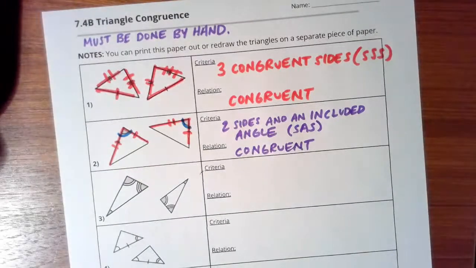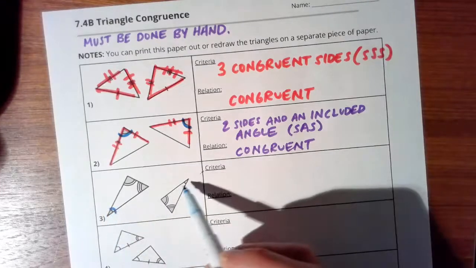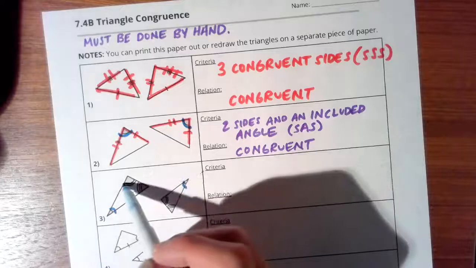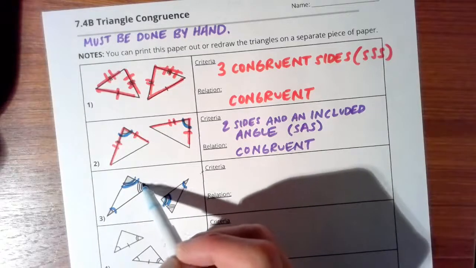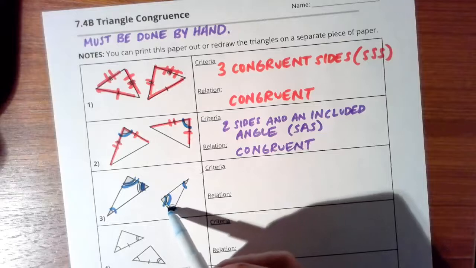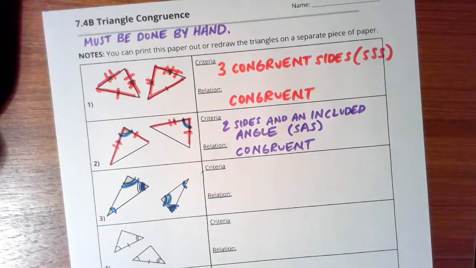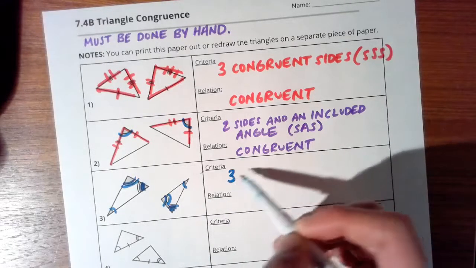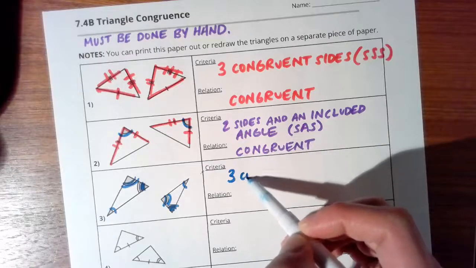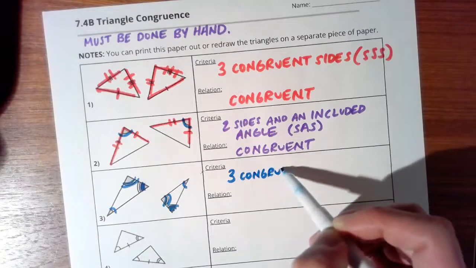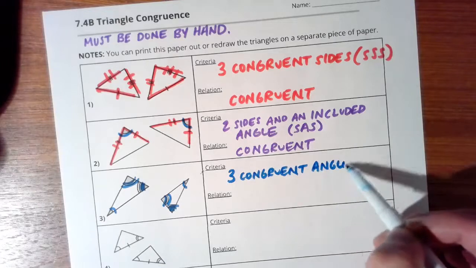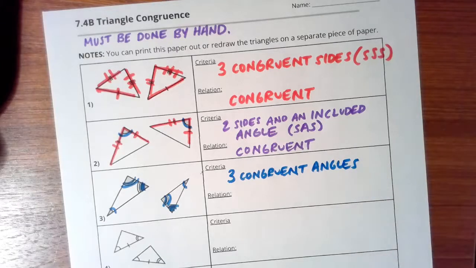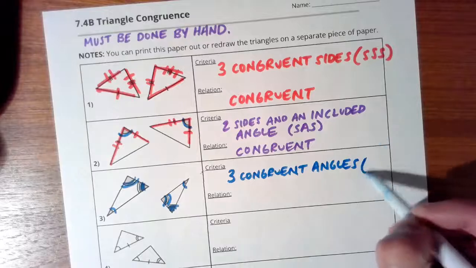Looking at the next pair of triangles, in this case, this angle is congruent to that one, this angle is congruent to that one, and this angle here is congruent to this angle here. So we have 3 congruent angles, or AAA for short.